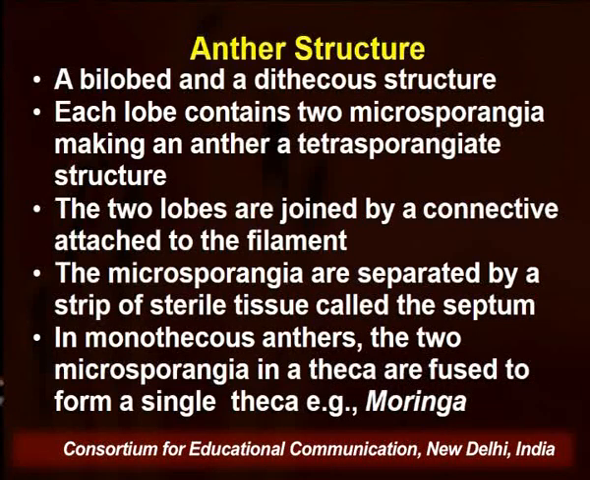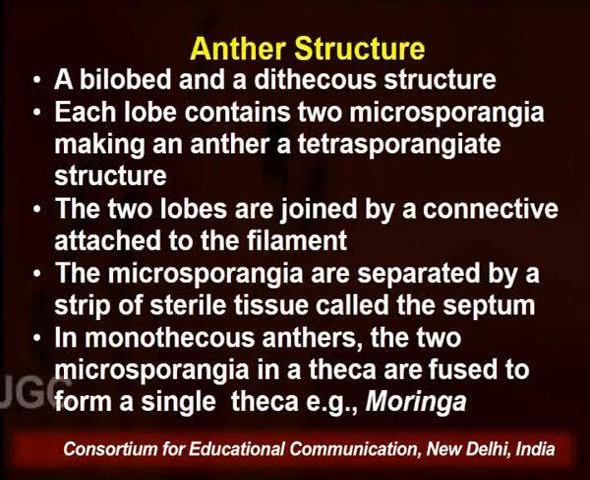Theca is basically the cavity of the anther lobe. So each anther lobe has one cavity, and each cavity has two microsporangia, making an anther a tetrasporangiate structure. So if there are two lobes and in each lobe there are two microsporangia, in all there are four microsporangia. So anther becomes a tetrasporangiate structure.